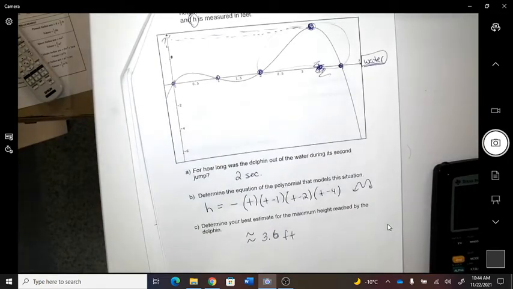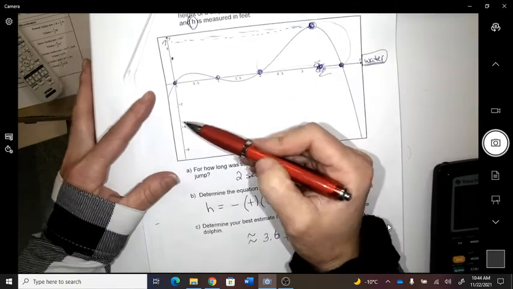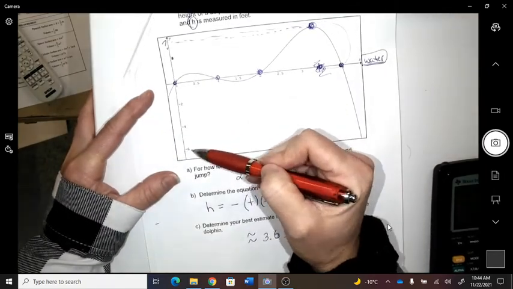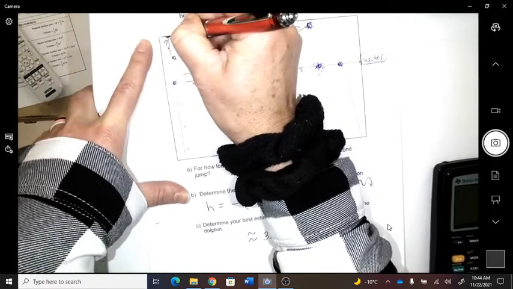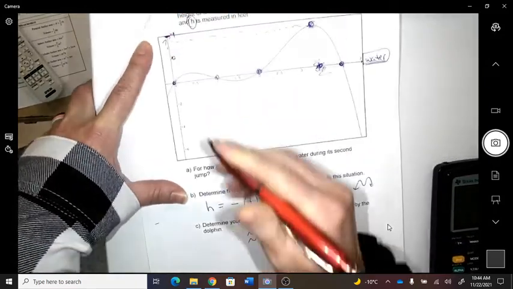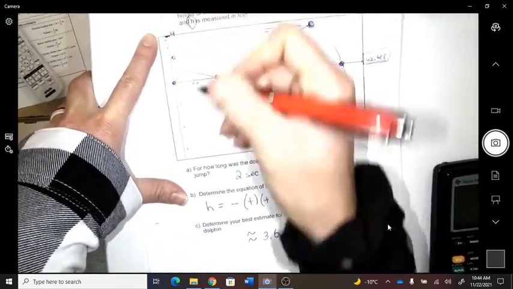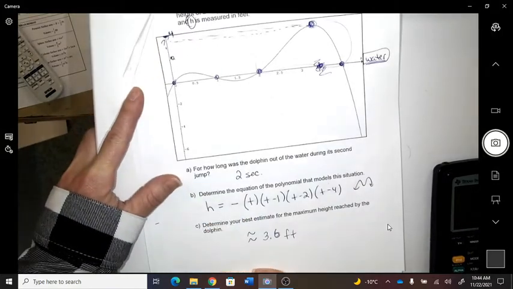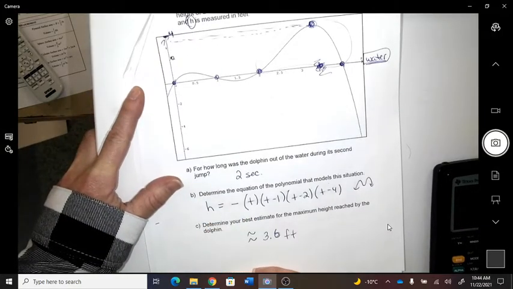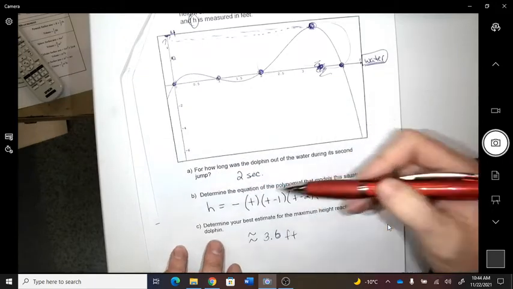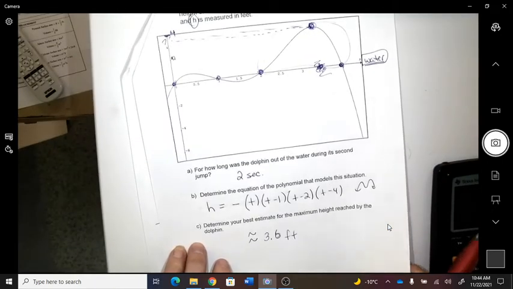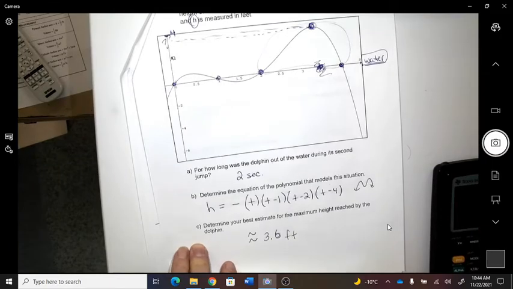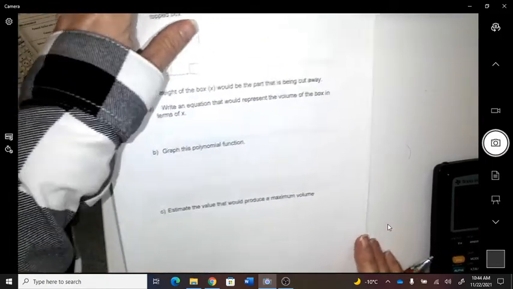The scale, you got to go with the scale here. This is a -2, -4, -6, so this is a 2. 4 would probably be about right there. Sorry, that was not the best scale to look at, but okay.